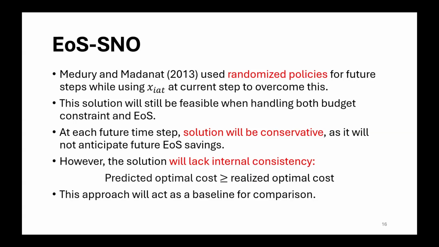If somebody has a doubt on how this is mathematically incorporated, I have backup slides, but I will not include it in here. So the solution will be feasible for EOS once you go through all the steps. The current step is 1, 2, 3 till 10. But at each future time step, the solution will be conservative because for future steps you are not considering EOS, because you can't consider EOS using randomized policies. So the solution will lack internal consistency. The predicted optimal cost at any current step is going to be greater than or equal to the realized optimal cost, realized after you go through all the steps to the end of the planning horizon. So this approach will act as a baseline for our comparison.